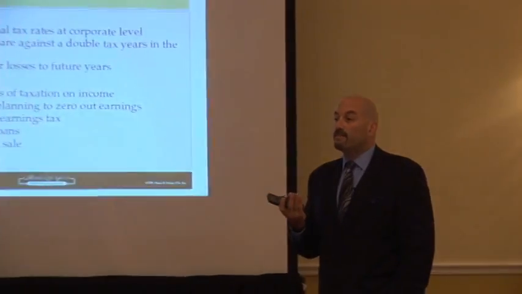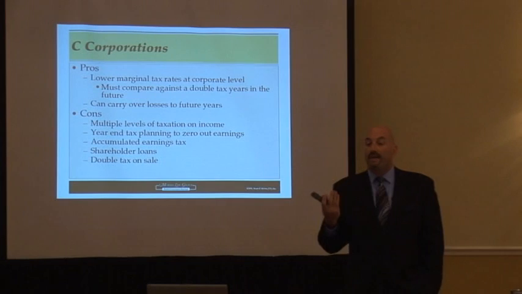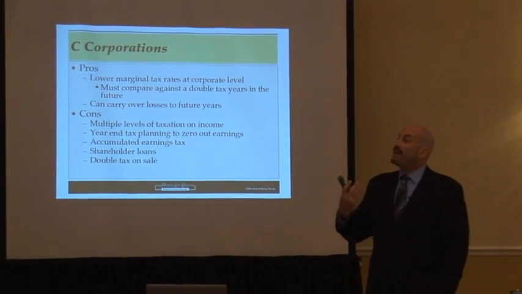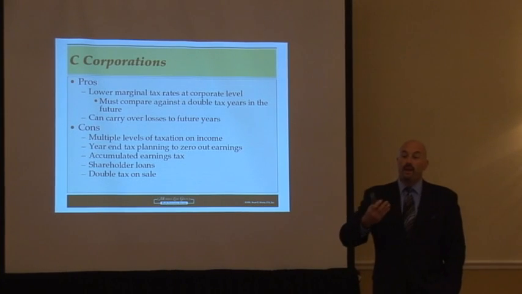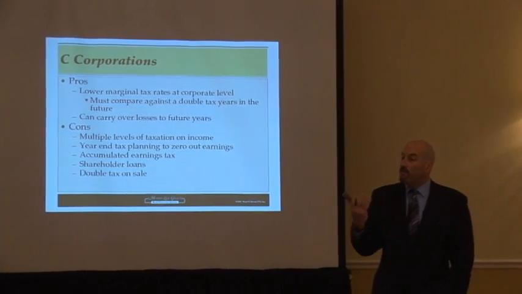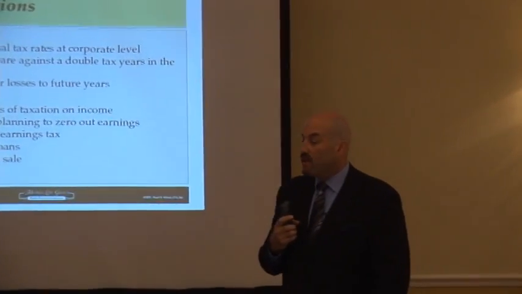Because the corporate income tax level is lower than the individual income tax level. But the problem that you have there is that if you want to get the money out to the shareholders, there's a second level of tax that may bring the total cumulative tax above a single level of tax. The other big advantage of a C corporation is it allows you to carry losses forward into subsequent years.